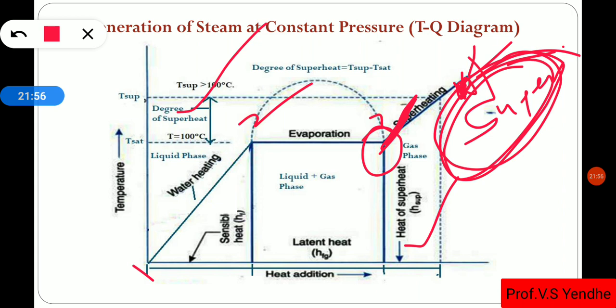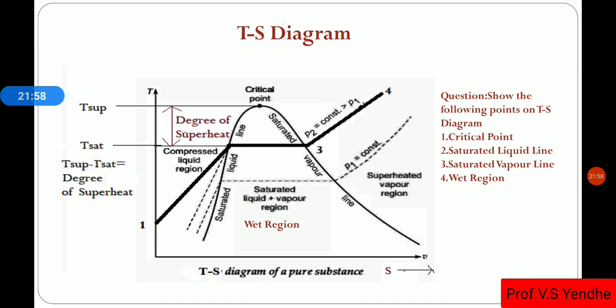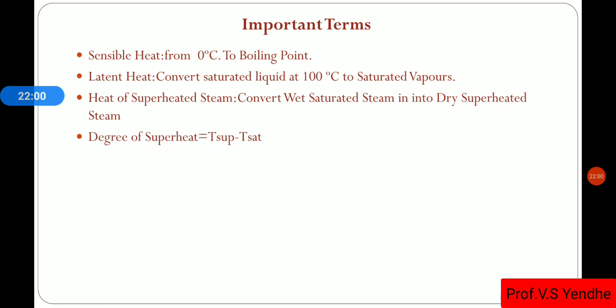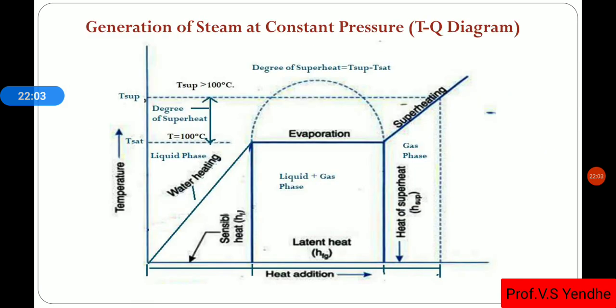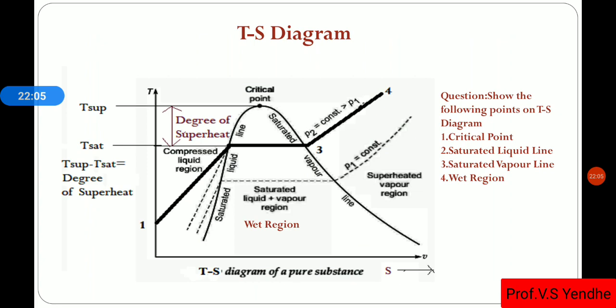Let us see this TS diagram. Already we have seen the TQ diagram. This is the TQ diagram. This is the TS diagram. This is exactly similar to the previous one, because the question is asked like this: show the following points on a TS diagram. First is the critical point. Then saturated liquid line, saturated vapor line, wet region.